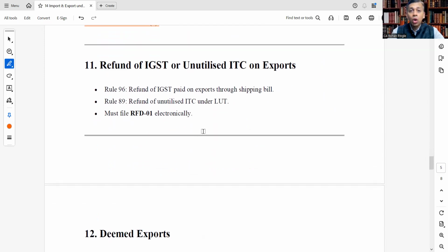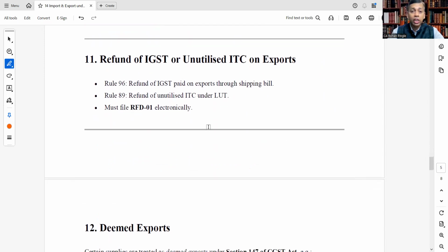Refund of IGST or unutilized ITC on exports. What are the related rules? Rule 96 covers refund of IGST paid on exports through the shipping bill. Rule 89 talks about refund of unutilized ITC under LUT, and you must file RFD01 electronically to claim the refund. Rule 96, Rule 89 and the RFD01 form should be filed electronically.